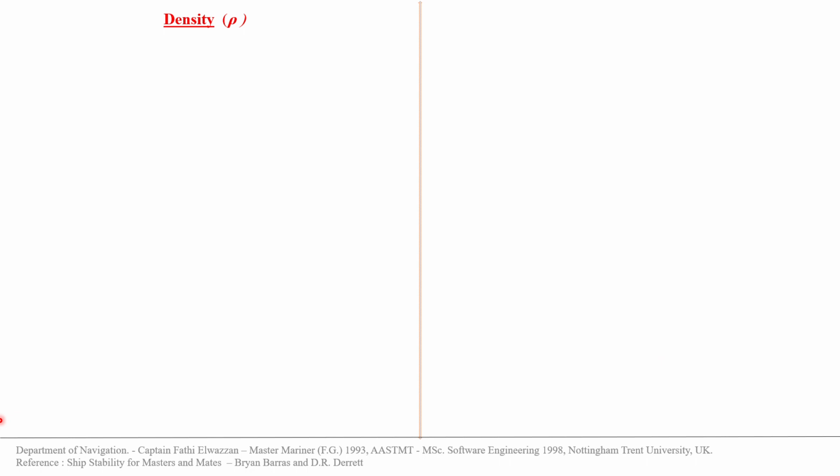Density is expressed by the Latin character rho. Definition of density: it is mass per unit volume. It is a relation between mass and volume. You can say density is the mass of 1 meter cube, or density is the mass of 1 centimeter cube. That's it. This is the definition.